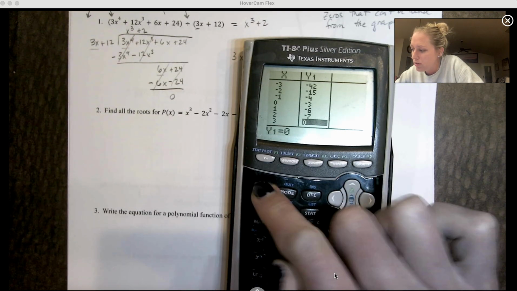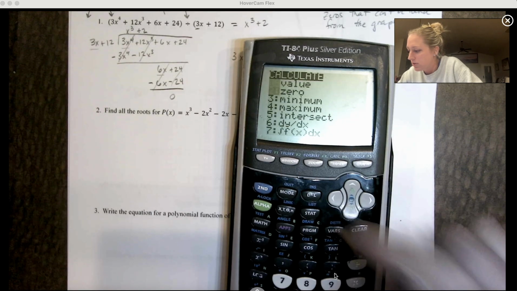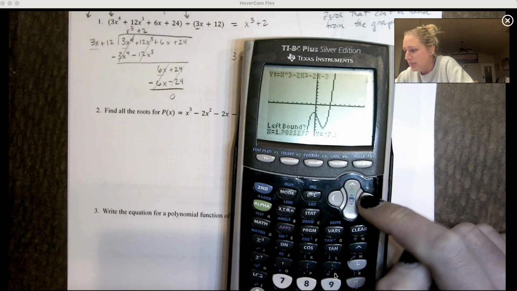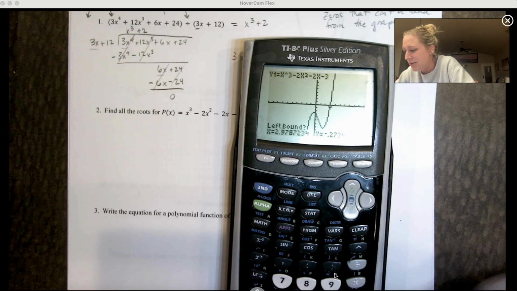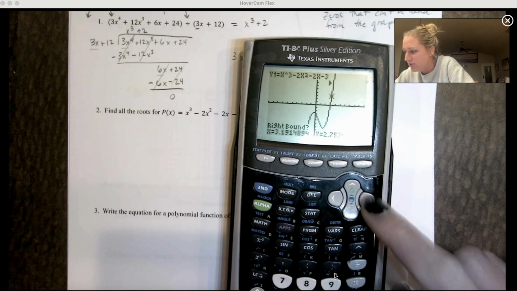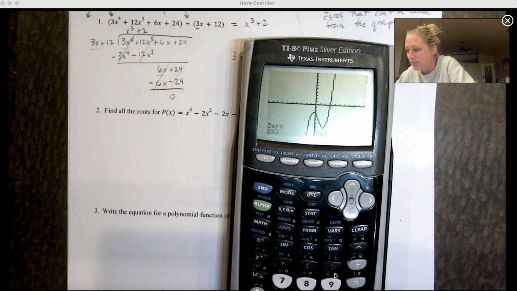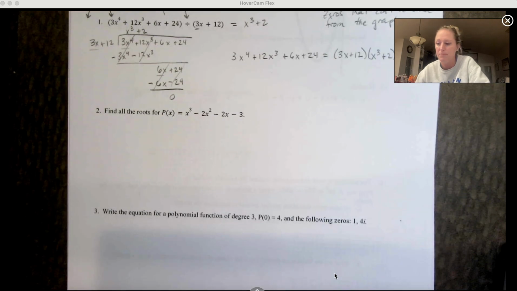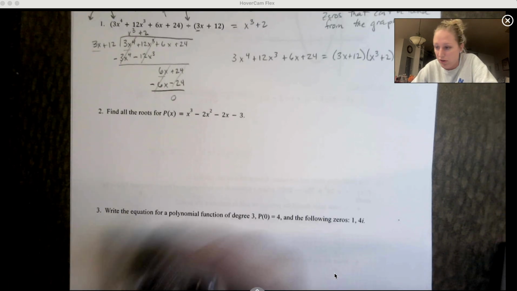Or remember, you can go to second calc and go to 0. And it'll ask you left bound, right bound. So you move that little blinking guy just a little to the left of your 0, and then a little to the right of your 0, and then guess. And so it does give me the 0 of 3. So a couple ways to do that. So we know 3 is a 0.